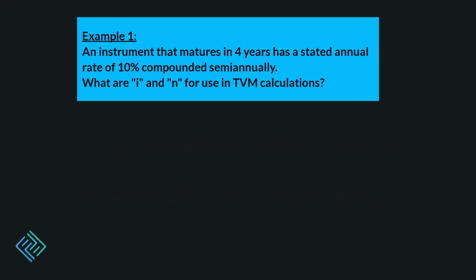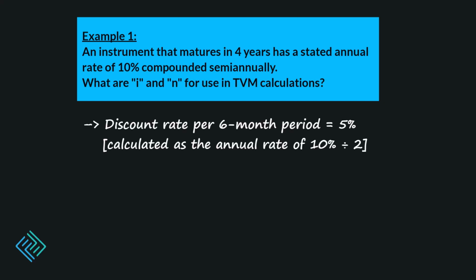So, an instrument that matures in 4 years might have a stated annual rate of 10% compounded semi-annually, which means every 6 months or twice a year. TVM calculations for such an instrument will then use a discount rate per 6-month period of 5%, calculated as the annual rate of 10% divided by 2, and the period count will be 8, which is 4 years times 2.